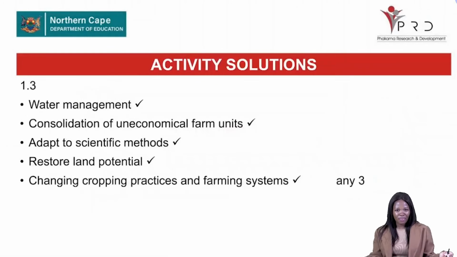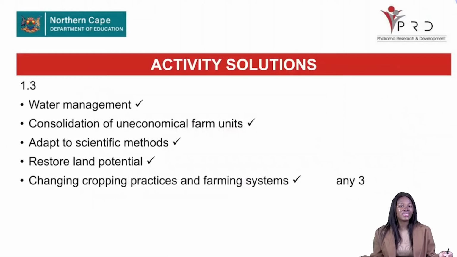Answers for that question. Number 1, you apply water management. Remember, we said through irrigation, where you harvest water using different containers such as water tanks, and then you will be able to irrigate. And one may ask, what is irrigation? The artificial watering of plants. Number 2, consolidation of uneconomical farm units. Remember, we said having a single large piece of land to grow maize is better than having multiple smaller farm units. That reduces cost, and it also results in better management.